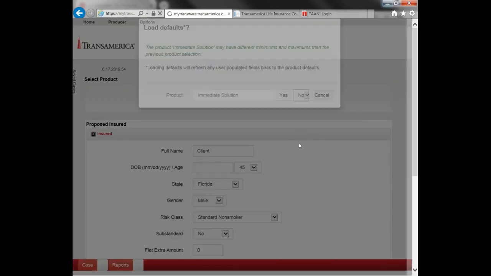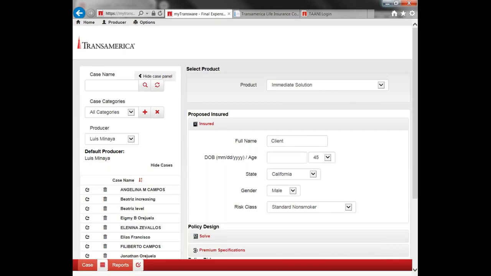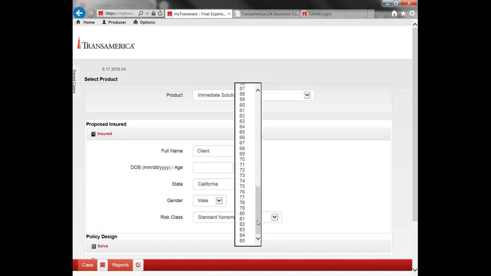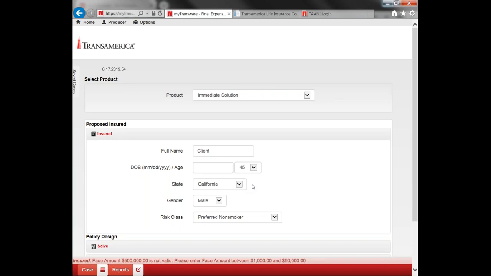The final expense product is a simplified issue whole life product that is available from 0 to 85 for funeral expenses, basically. It goes from $1,000 all the way up to $50,000 of simplified issue whole life. If you're mainly selling MedSup, you can later go back to your client and offer them a final expense product. This product is very simple. It is currently a paper application, but in the next few months it will finally be put back on an online application system.